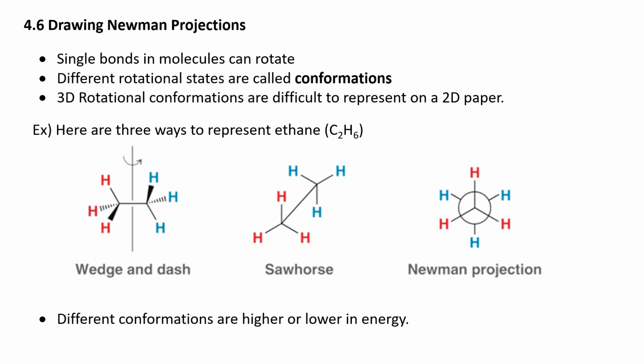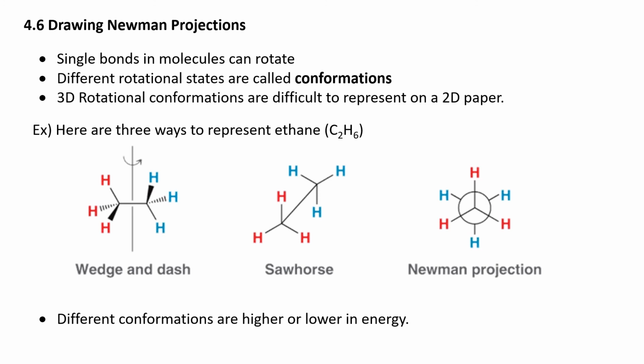So there's oftentimes where these three-dimensional conformations are difficult to represent on two-dimensional paper. So we need a way of representing these rotational states in 3 dimensions so that we can, first, qualitatively analyze these structures for their relative stability, and second, quantitatively assess them by looking at certain structural features that cost energy. But that's down the road.